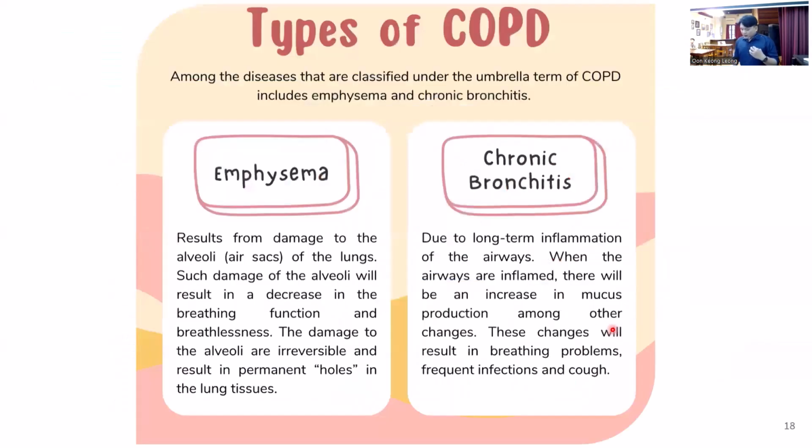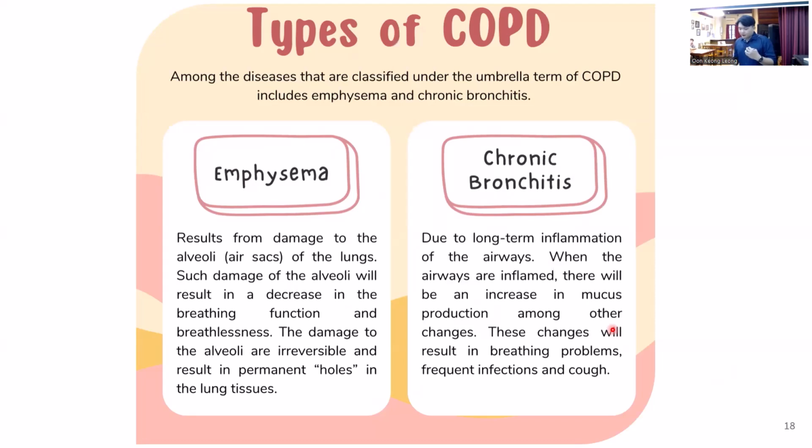Emphysema results from damage to the alveoli inside your lungs, the air sacs of your lung, and such damage results in decreased breathing function, and thus you have breathlessness. The damage of alveoli is irreversible and results in permanent holes inside the lung. Chronic bronchitis is due to long-term inflammation of the airways.